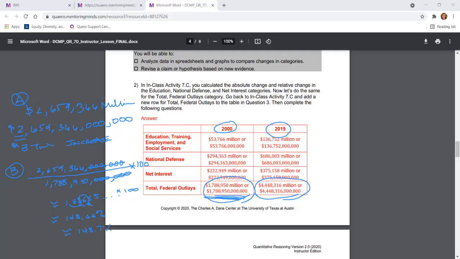What, if anything, does it tell you about the changes in the United States budget priorities? And something you might want to jot down is that the education budget increased 154%, while the total budget increased 148, almost 149%. Since the education budget grew at a higher rate, it seems to have taken up a larger portion of the federal budget in 2019 than in 2000.